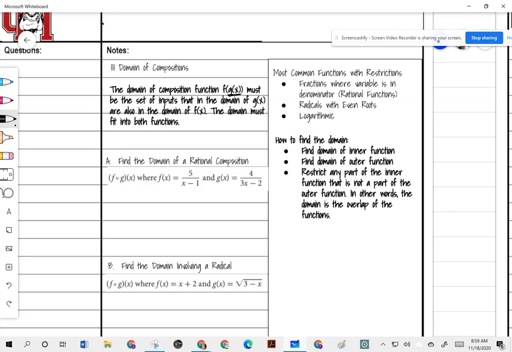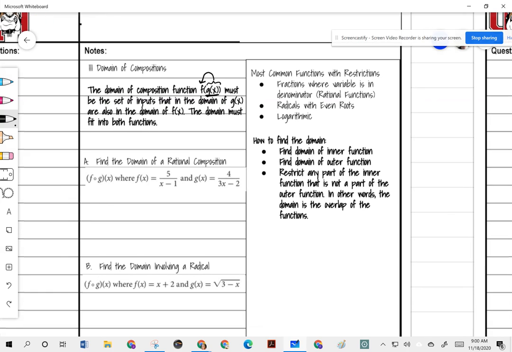And then the output of g of x is going to be the appropriate domain that goes into the outer function, in this case, f of x, all right? So the domain of the composition must be the set of inputs that are in the domain of g of x and are also in the domain of f of x, all right? So the domain has to fit into both functions. So let's take a look at what that's going to look like.